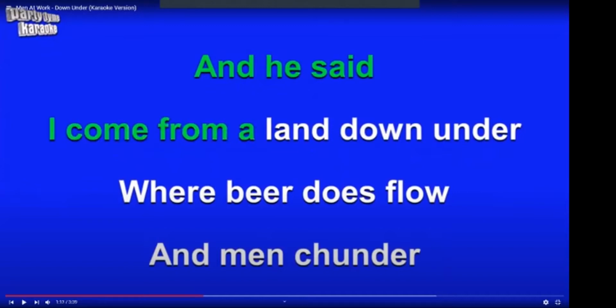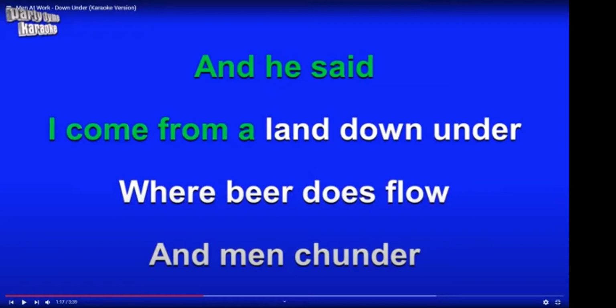All right, this is similar to the first one, but it's a little different in the second two lines. The first one had, "I come from a land down under, can't you hear the thunder?" And this one has, oh, they all have that, "where beer does flow and men chunder." Oh no, "where women glow and men plunder" was the first one. So this was "where beer does flow and men chunder." That's the different part. Where are we going to blend there?